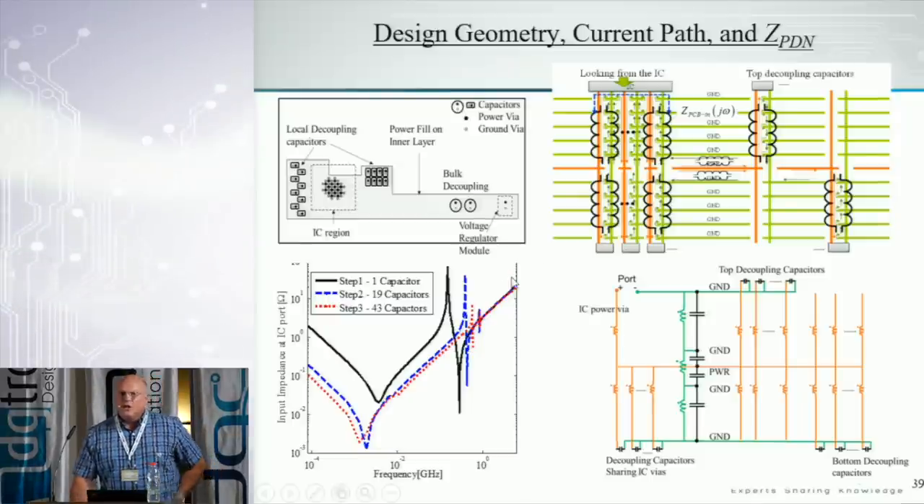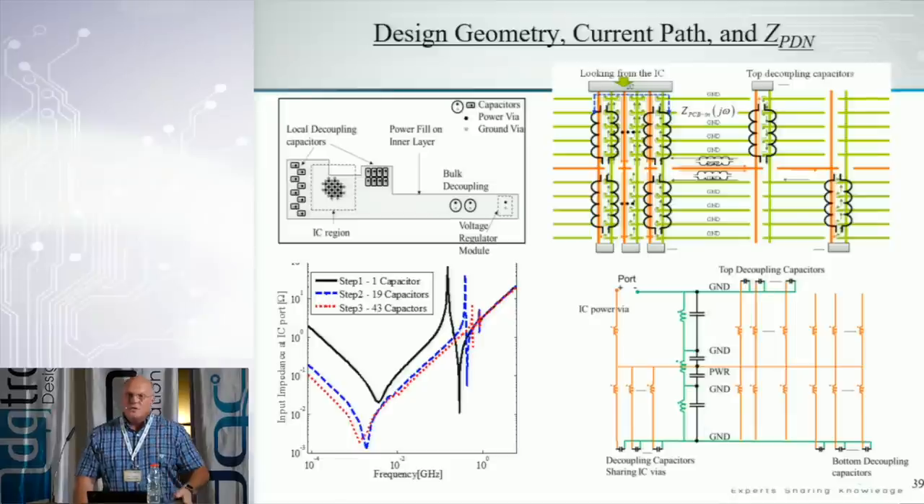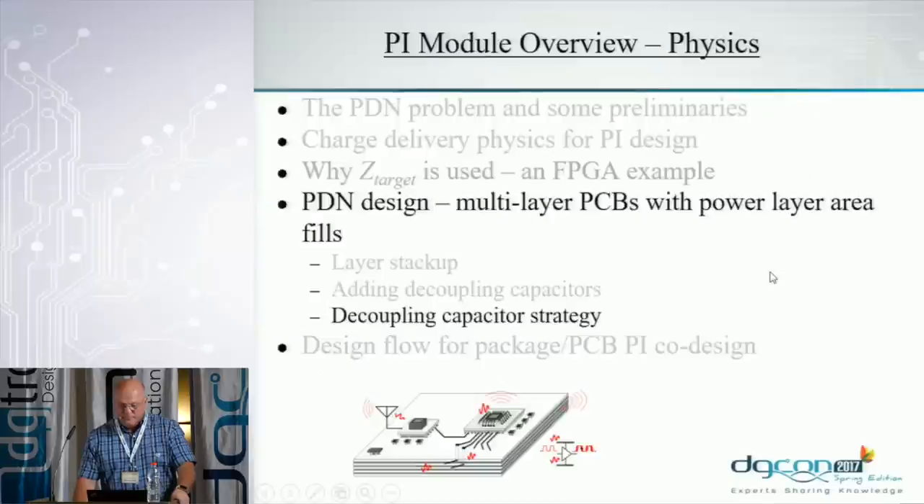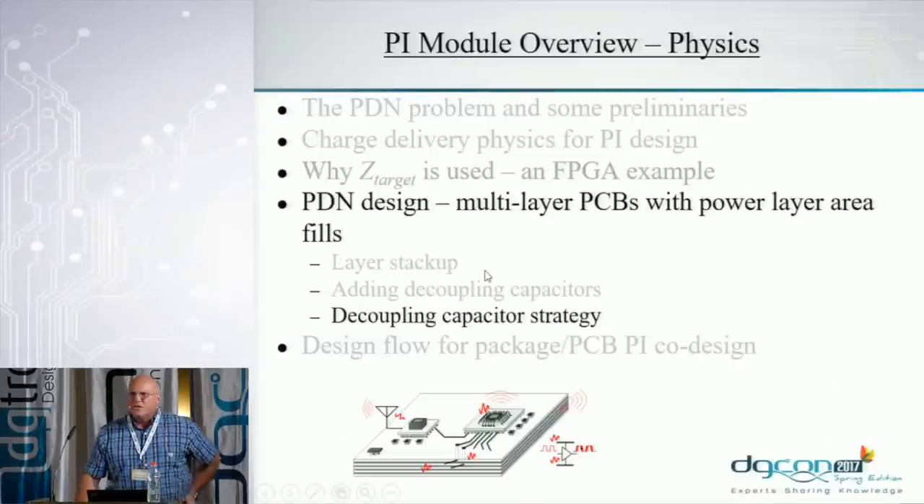And then at low frequencies, you have your SMT decoupling capacitors, right? So you've just wasted a lot of money and a lot of space with those layers on the printed circuit board. Good idea, but the current path physics favors and is dominated by the layer closest to the surface. So let me end here by talking about decoupling capacitor strategy.